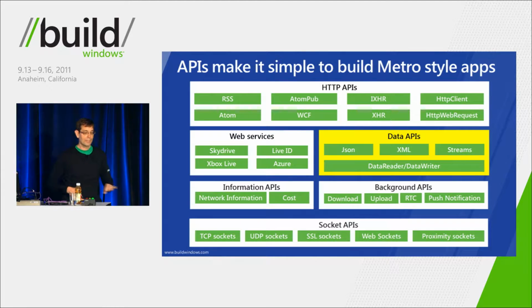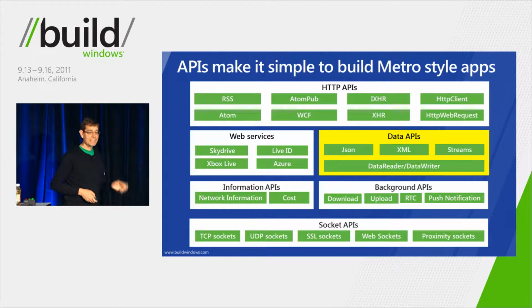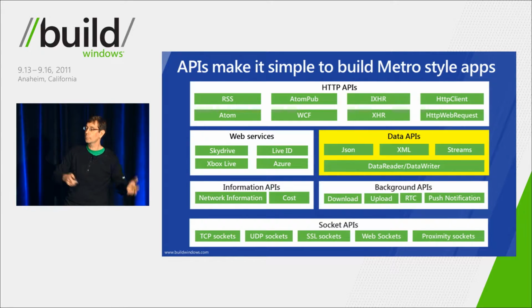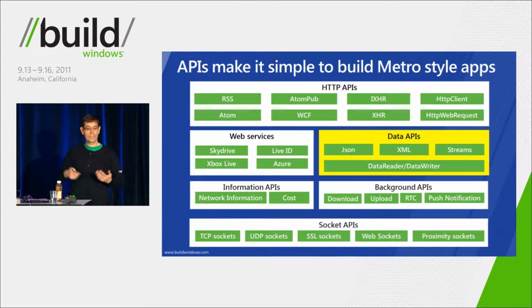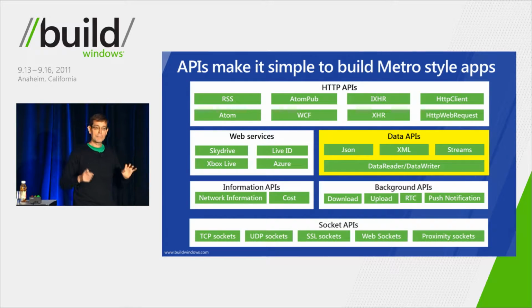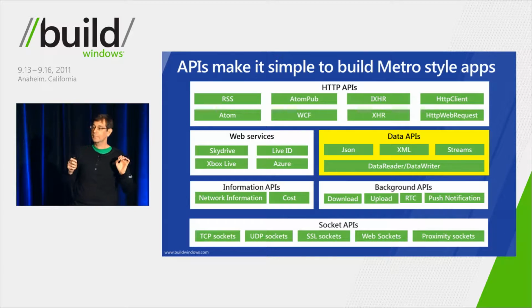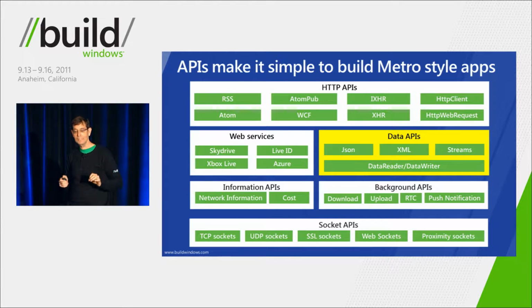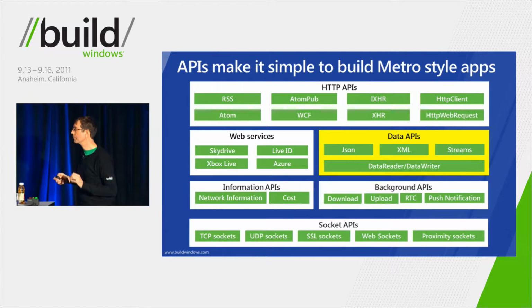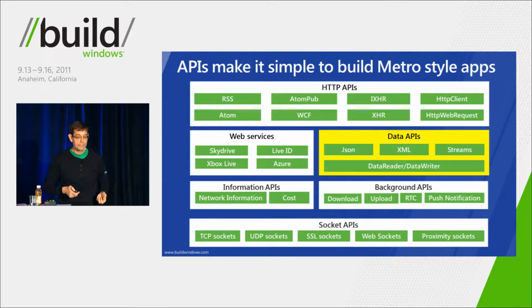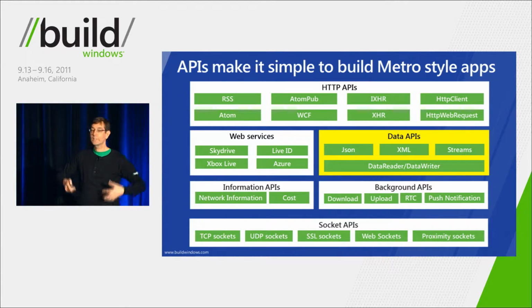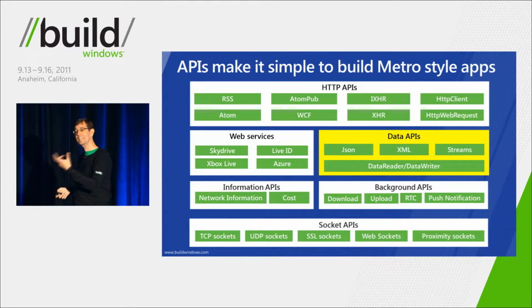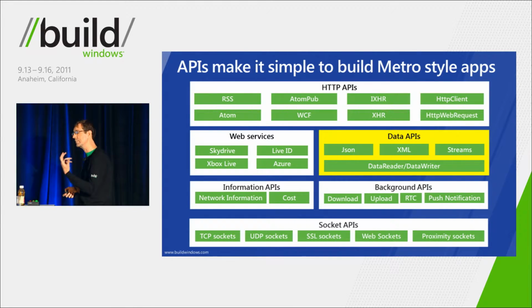Diving lower level, we have data APIs. And just like our HTTP APIs were both higher level and lower level, we have higher level and lower level data APIs. So what are all these? Well, a common thing to want to do in networking is to consume or produce JSON or XML formats. And no surprise, we have APIs for JSON and XML. Another common thing to want to do with networking is you get a stream of data and you just want to plug it into some other thing that also takes streams.